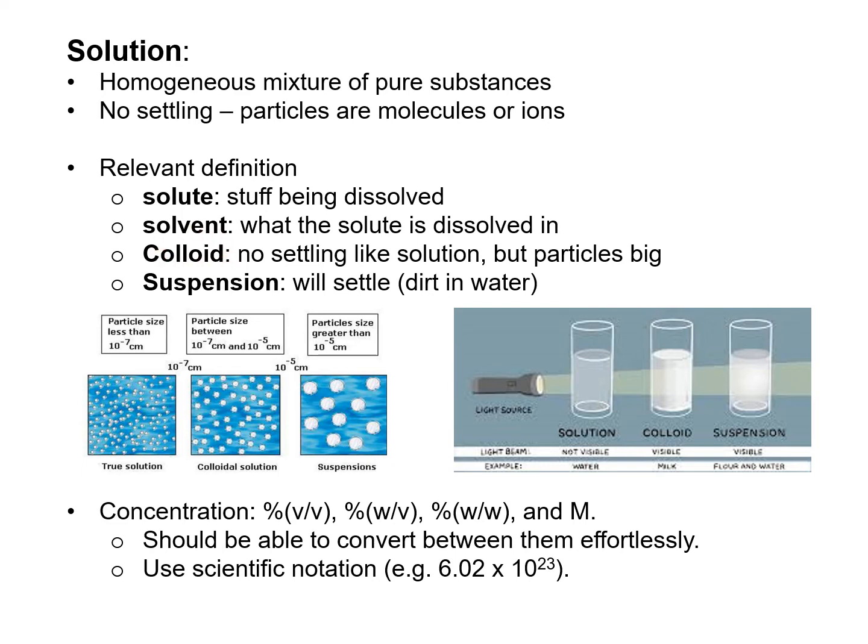And a colloid is a liquid with no settling, just like a solution, but it has fairly big particles. The true solution has a particle size smaller than 10 to the minus 7th centimeter, which is quite small. But a colloid has a particle size ranging from 10 to the minus 7th to 10 to the minus 5th centimeter or so. And a suspension is a liquid, but it will have some settling of the particles over time, just like dirt in water. The particle size in suspensions is typically larger than 10 to the minus 5th centimeter or so.